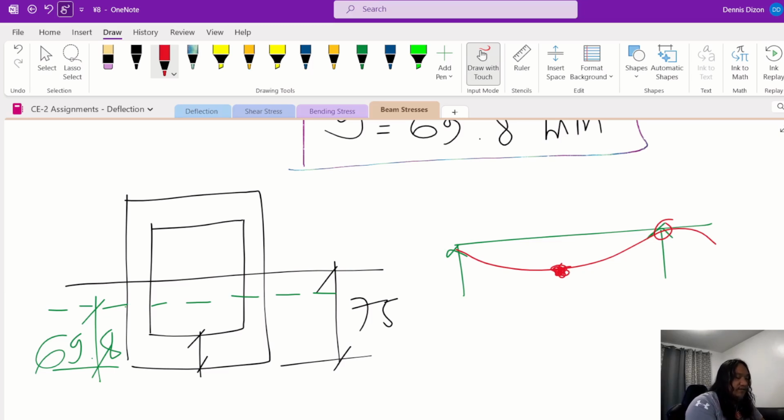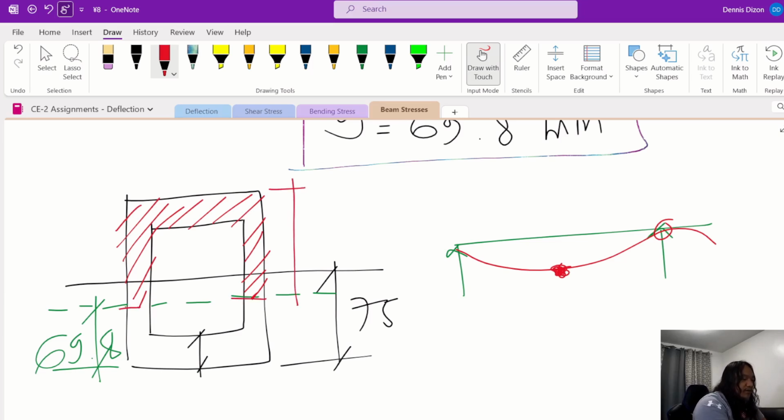So in this location, the ones at the bottom or at the top of the neutral axis are the ones in compression, right? Therefore, we will be using this value of C, because in the definition, MC over I, the C in that equation is the distance from the neutral axis to the outermost compression fiber, not the tension.